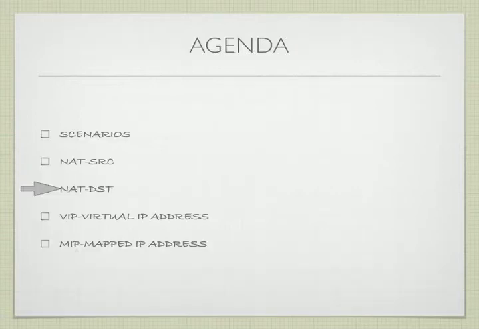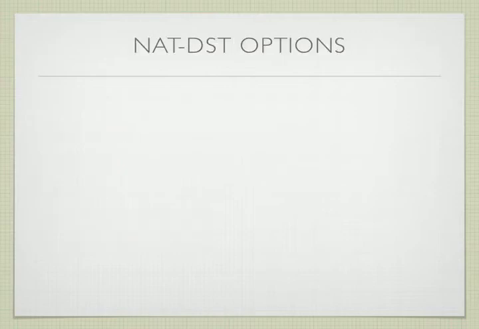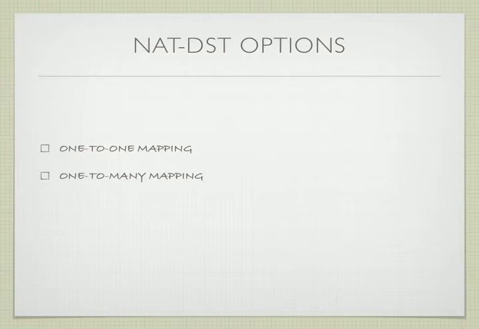Okay, the other direction is destination translation for inbound traffic for our servers and the like. In order to configure this, we have some options. We can do the one-to-one mapping of a single address to a single internal address. We can do a one-to-many operation where a single address gets sent to multiple servers. And we can do a many-to-many, which is that address shifting, where we take a public subnet and shift it into an internal subnet.